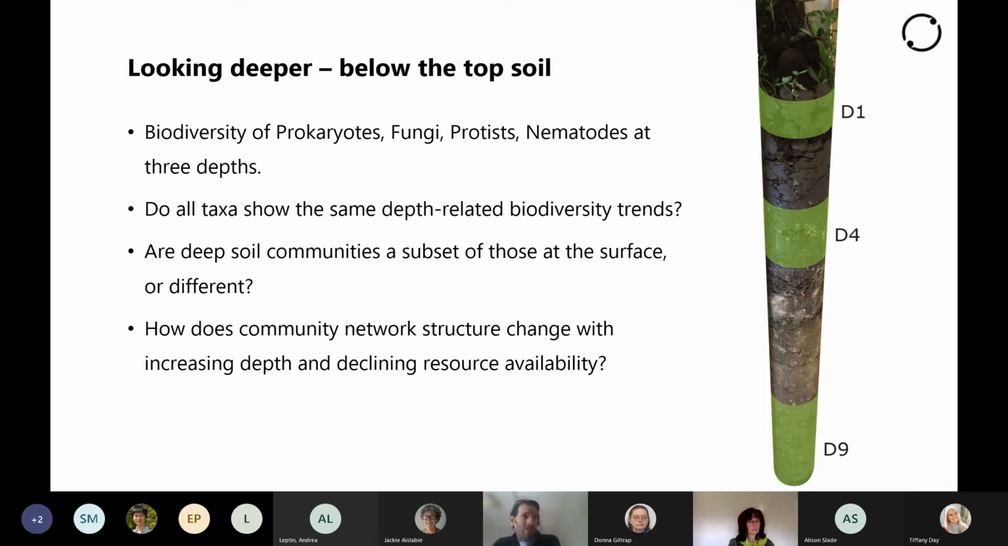The 3 biodiversity questions that we investigated were, firstly, do all these different taxa show the same trends with increasing depth? Secondly, are communities in the deep soil a subset of those at the soil surface, or are they something completely different? And thirdly, how does the organization of communities, as indicated by network structure, change with depth and declining resource availability?